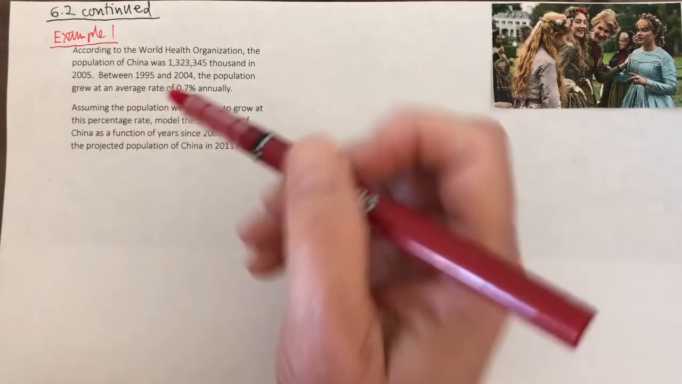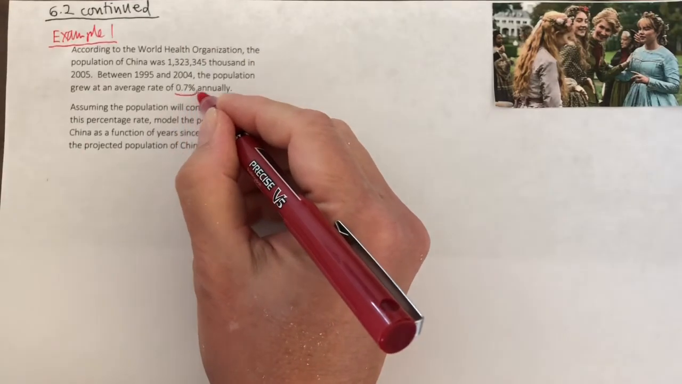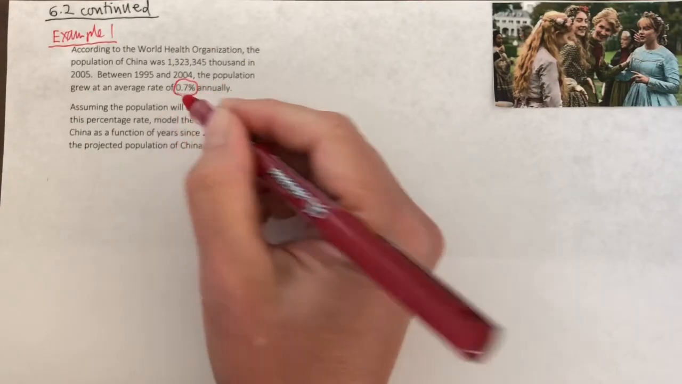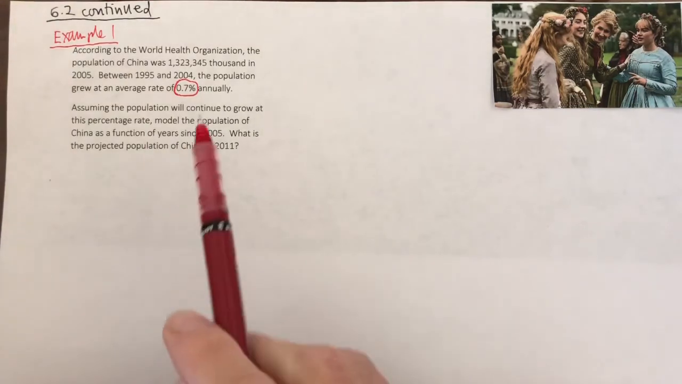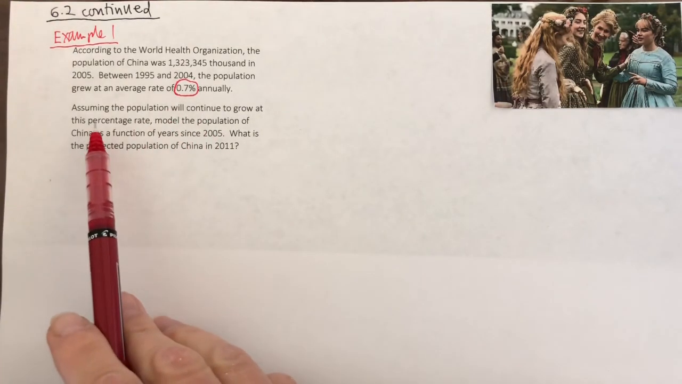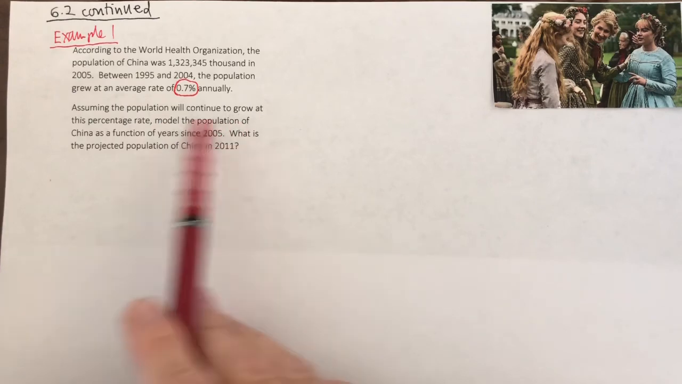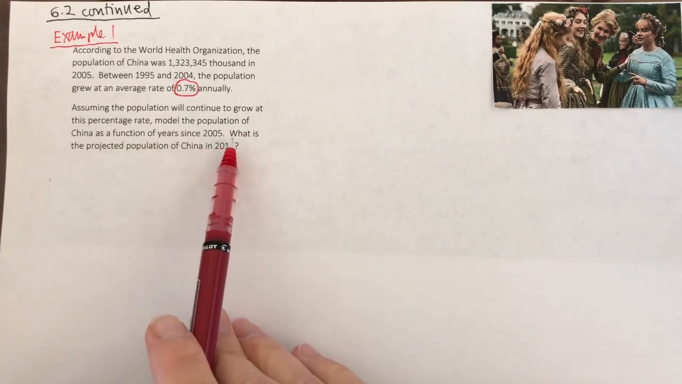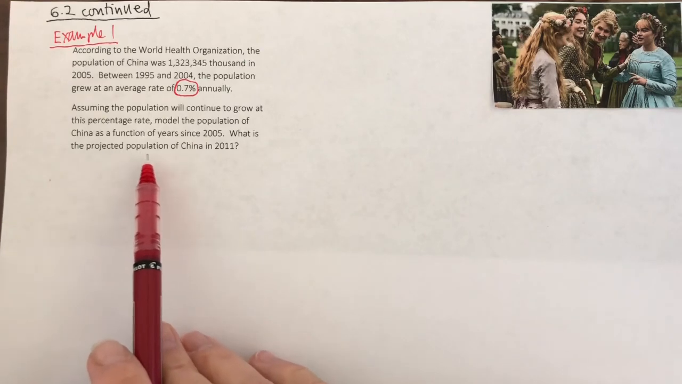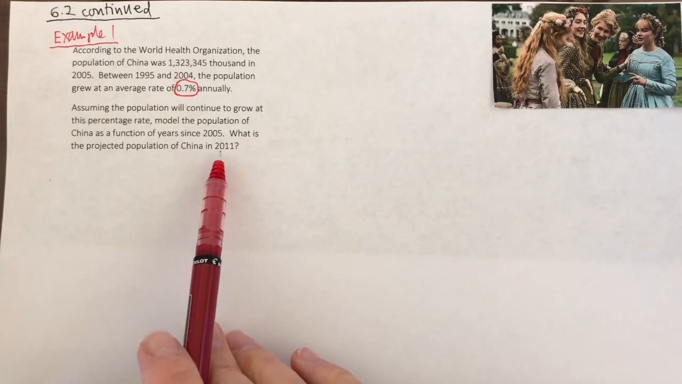As soon as we see this, we know that we're probably going to be talking about an exponential function, because when things grow or decay at a certain percentage rate, that is indicative of an exponential function. Assuming the population will continue to grow at this percentage rate, model the population of China as a function of years since 2005. What is the projected population of China in 2011?